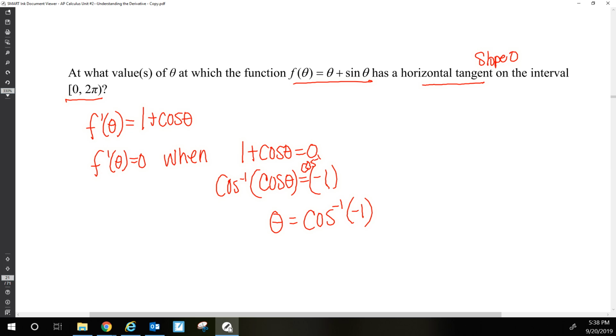When is the cosine of theta equal to negative 1? So hopefully you're thinking about your unit circle. We want to know, when is x equal to negative 1? That's going to be over here. What is that angle measure where the x value is negative 1? That would be pi. If we plugged this into our calculator, it would give us the decimal approximation for pi, but we're just going to say pi.